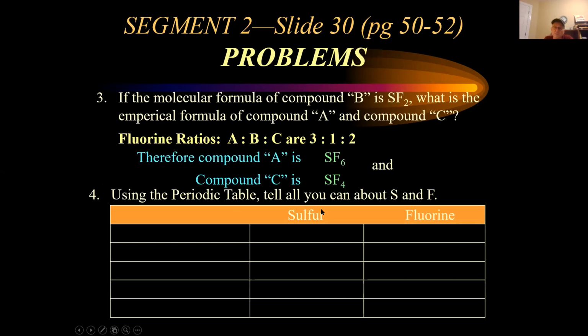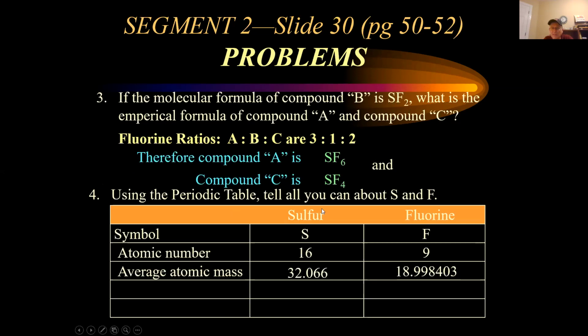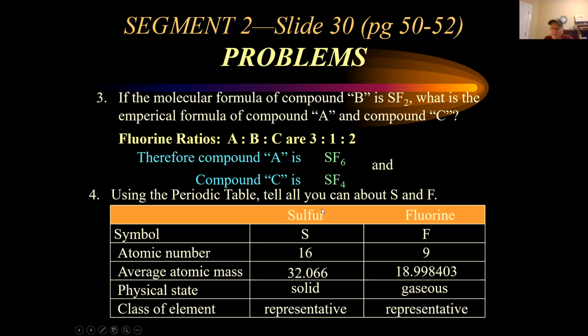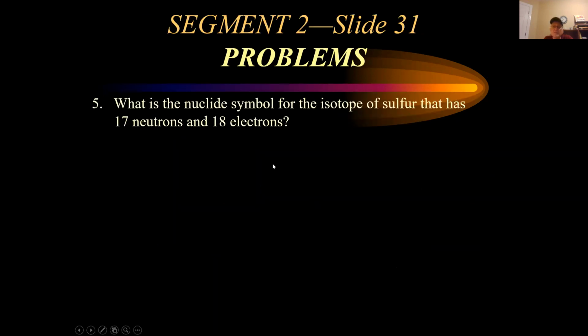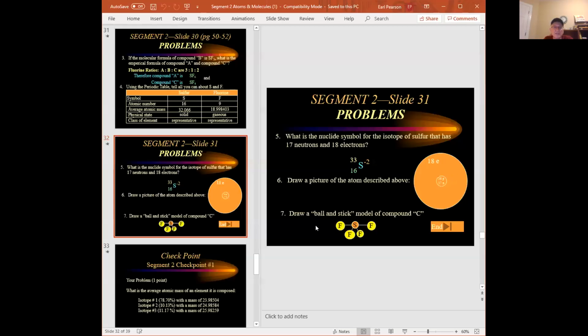And then if you look at the periodic table, you can get information. We get the symbol, we get atomic number, we get atomic mass, we get the physical state, and we get the class of the element from the periodic table. So, nuclide symbols, we've got these. You know, I think I'm going to skip this because we really need the time. We've had checkpoints on all of this. So let's escape out of this one. And I'm going to go on and pick up the next PowerPoint.